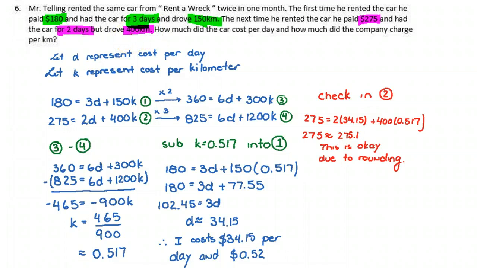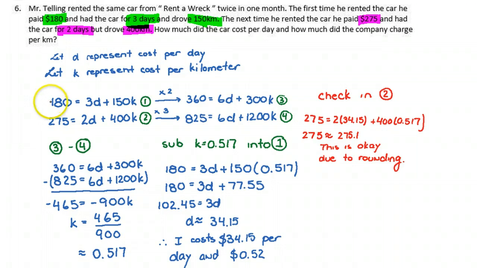So what we do now is we want to figure out how much did the car cost per day and how much did the company charge per kilometer. So here's our let statement. We're going to let D represent cost per day. We're going to let K represent cost per kilometer. And then we set up our systems of equations. So we have 180 equals 3D plus 150K.